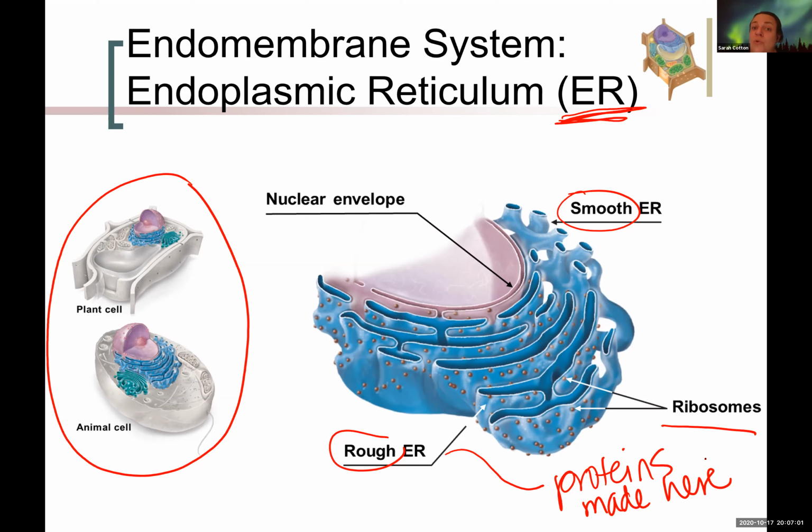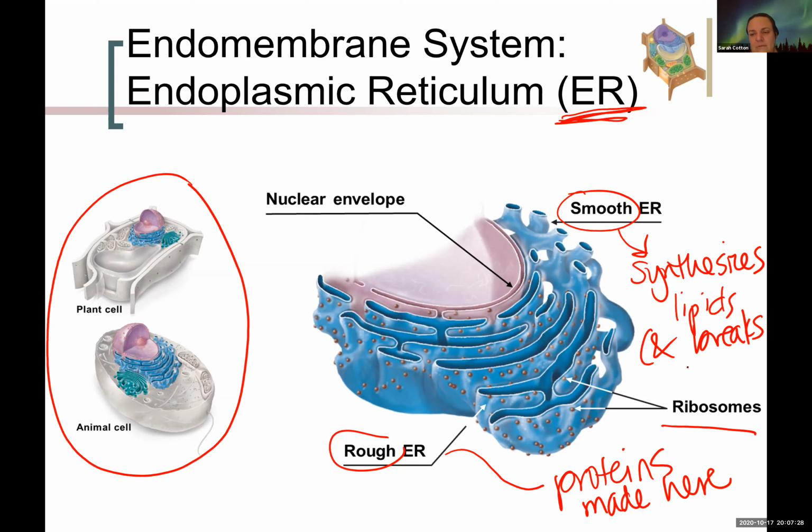Okay, smooth ER is called smooth because it does not have any ribosomes on it. Do you think it can make proteins? It cannot. So it synthesizes. Synthesizes, by the way, is just a fancy name for makes. It makes lipids. It also breaks them down too. Synthesize just means it makes something, right? So it synthesizes lipids instead of proteins.